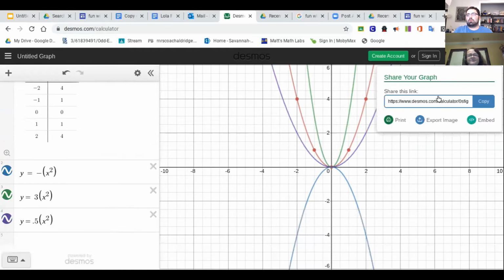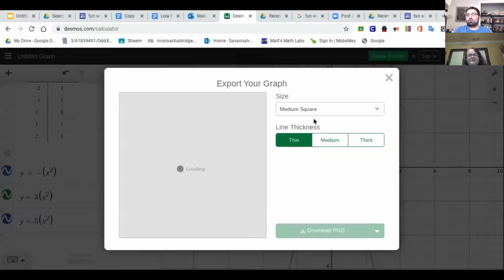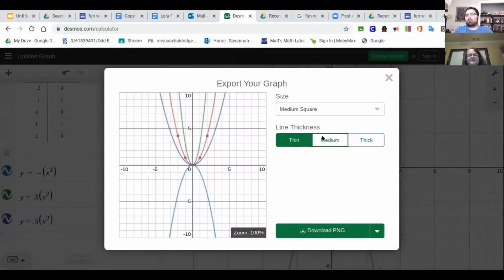And let's say we want to just export the image. Let's try that one. You want the line to be thicker or medium. You get all kinds of choices on here. Isn't that nice? Download to a picture. Copy to the clipboard.